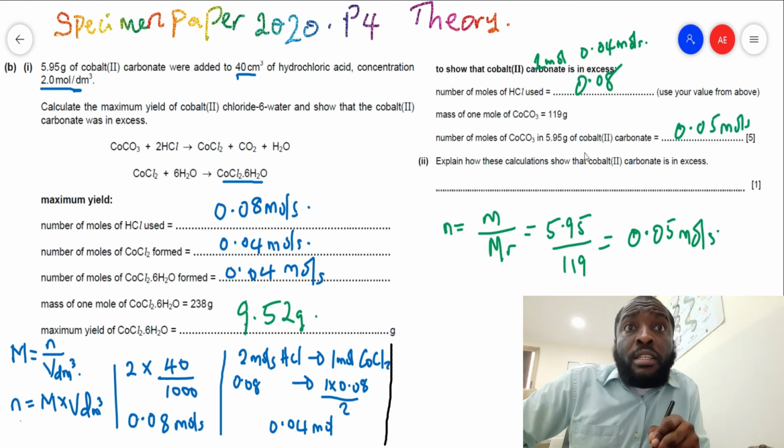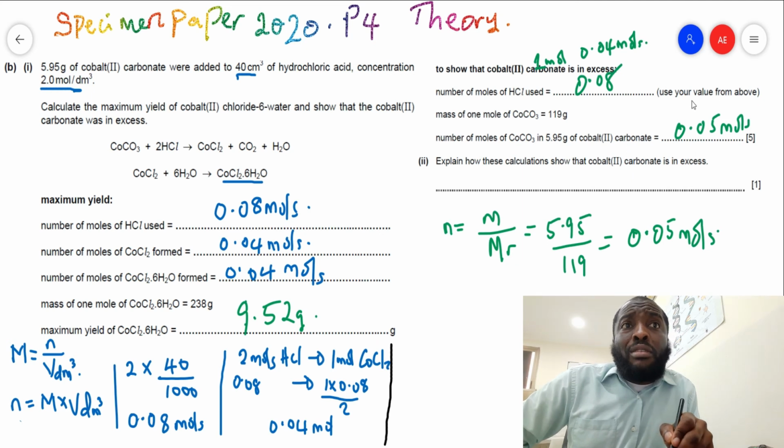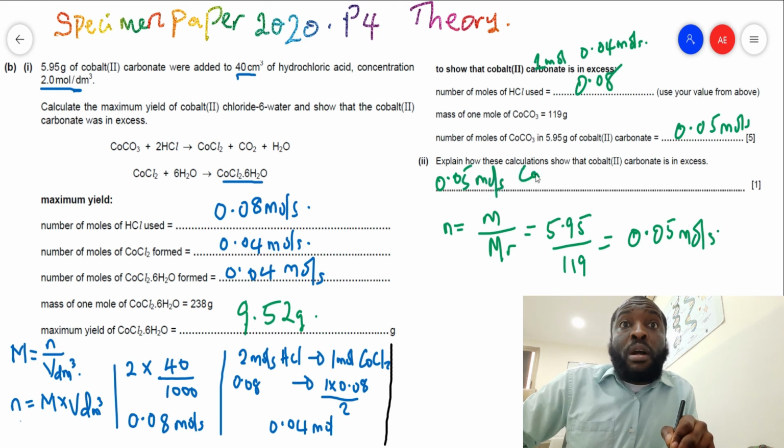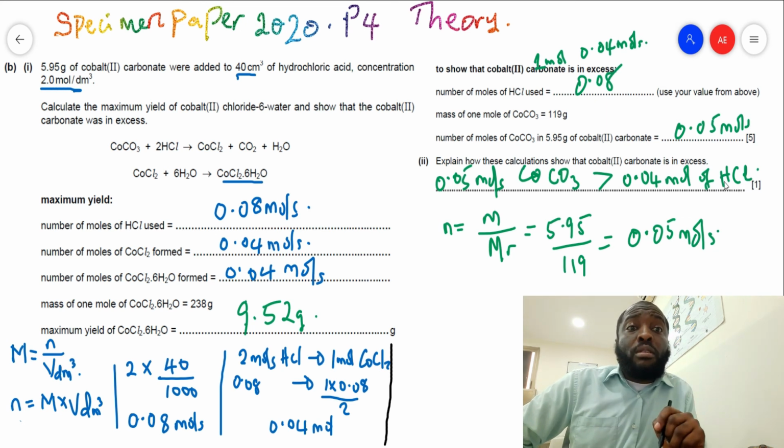Now explain how these calculations show that cobalt carbonate is in excess. We see that the moles of cobalt carbonate are more than those of hydrochloric acid. So you just tell them that 0.05 moles of cobalt carbonate is greater than 0.04 moles of HCl. That's it. There's actually another way that we can solve this to get the limiting reagent or the reagent in excess, but we're going to see that in another question.